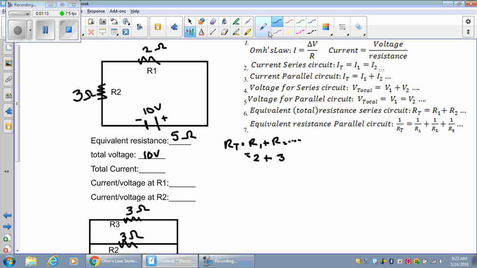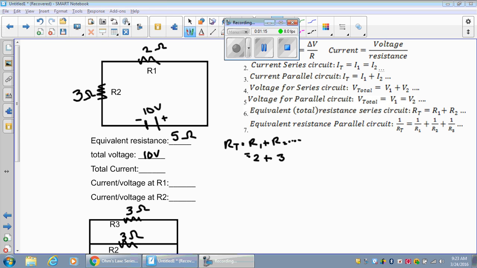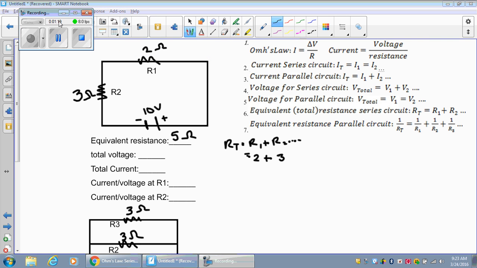Actually, no, can't do that for these. Yeah, because look here at my equations. Voltage for series circuits, total is V1 plus V2. So let's see if we can work this out a different way. Okay, so Ohm's law is I equals V over R. Oh no, we're missing current as well, aren't we?